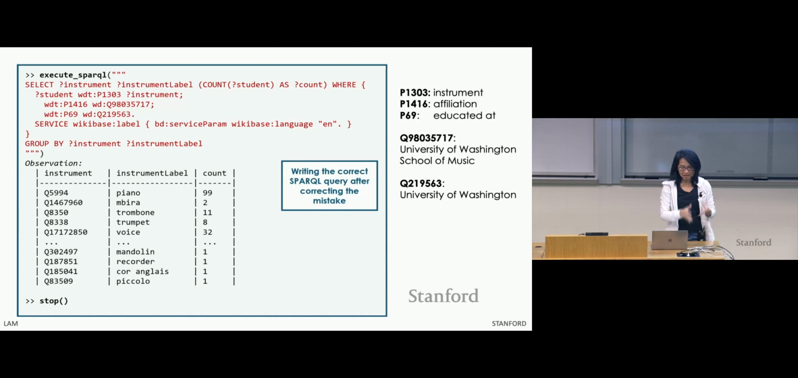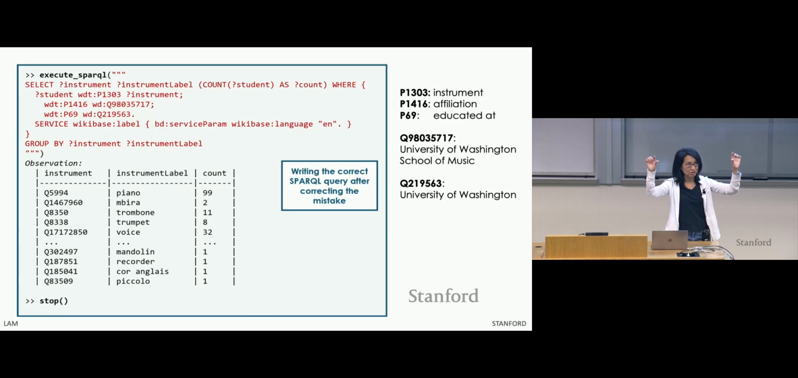The next line, there's a semicolon. It says student, the same student. Okay, there's only one parameter in this line here. Then the same student, it shares the property 1416, which is the affiliation of, and of what? It's the University of Washington School of Music.